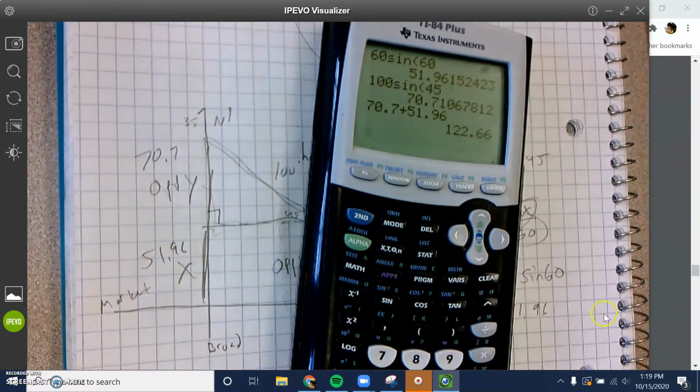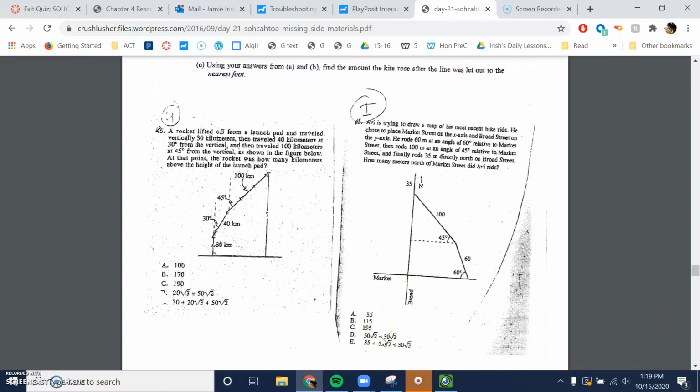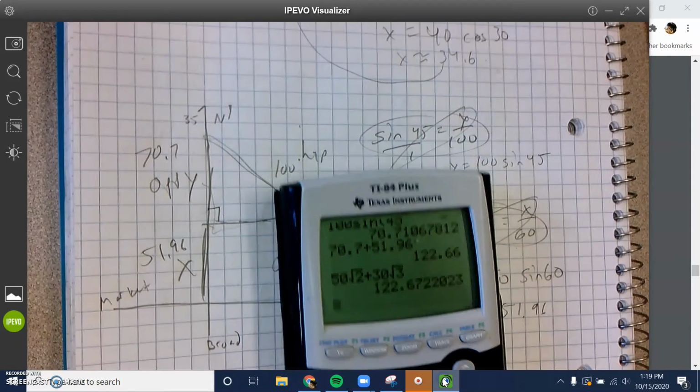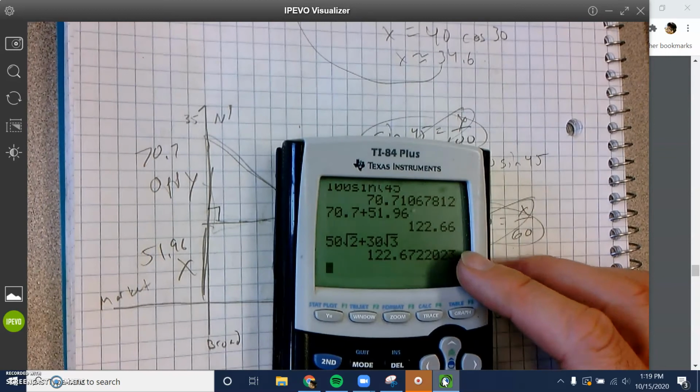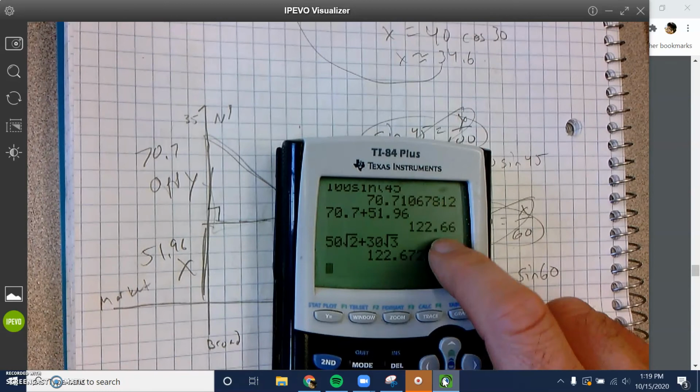Which one is similar to that? Let's see. No, it's not A, B, or C. Let's try D: 50 radical 2 plus 30 radical 3. I'm putting this in my calculator right now. So check it out. The answer is D, because I put D in the calculator and that's about the same, because I rounded these two.